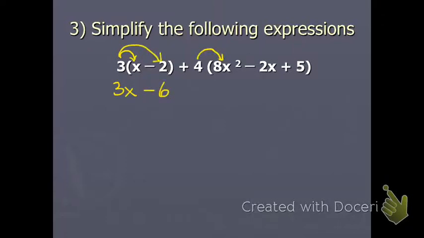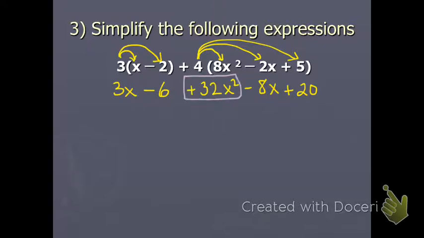Distribute the 4 with the 8x squared, and you get plus 32x squared. Distribute the 4 with the negative 2x, and you get minus 8x. Distribute the positive 4 with the positive 5, and you get plus 20. And again, as we have in the first two examples, find our largest exponent, write that one down first. Then find our like terms of 3x and negative 8x, write those second. And then find our like terms of negative 6 and positive 20, write those down third.